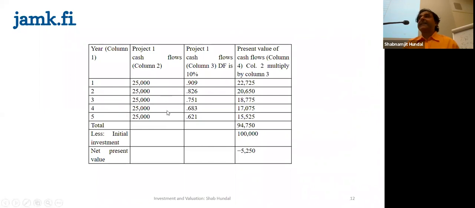If you ask a layman, is this project good or bad? He would say, great. The way I did here. This is a non-financial way, which could be nice mathematically, but it's not right financially. He would say, yes, 25,000 you are getting each year for 5 years. So 25 multiplied by 5, 125,000 you're getting, 100,000 you're spending. So you are getting a surplus of 25,000.